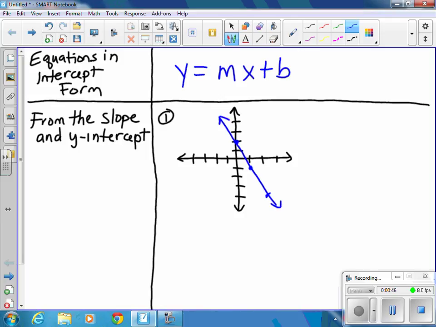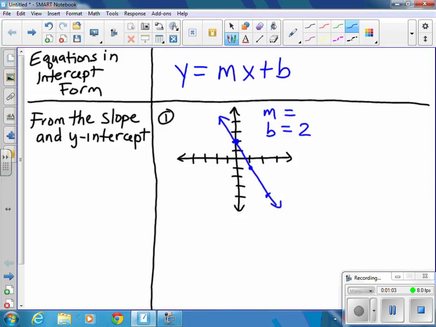Well, the whole basis of slope-intercept form is knowing the slope and knowing the y-intercept. So when you can find those two pieces, then you can put them into the formula and get your equation. So the first thing I want to find is the y-intercept, which is the b. And if you look at the y-axis, it crosses at +2, so your b is 2.